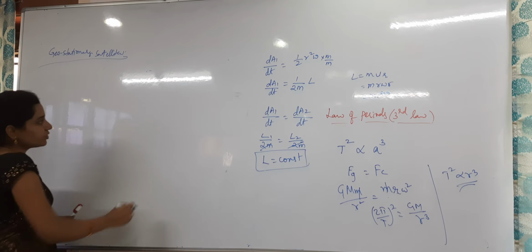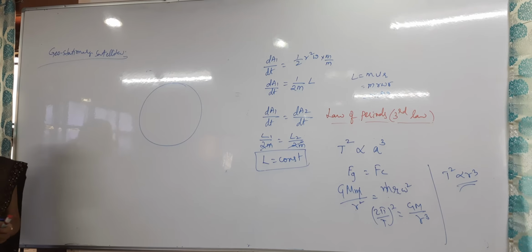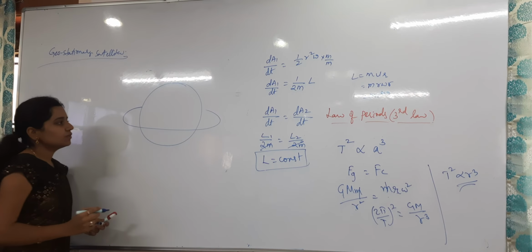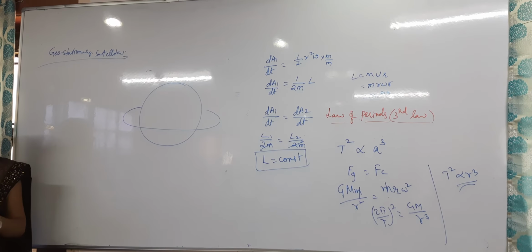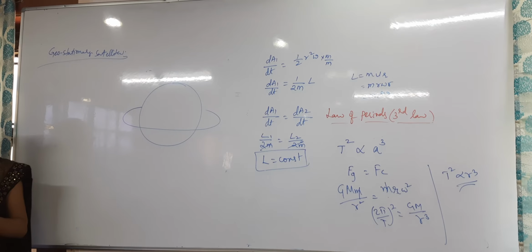So what does geostationary satellite mean? For example, if I take the earth and around the earth a satellite is revolving. The geostationary satellite is one whose time period is the same as the time period of the earth. Whenever the earth completes one rotation, at that time the satellite will cover one round. Clear?